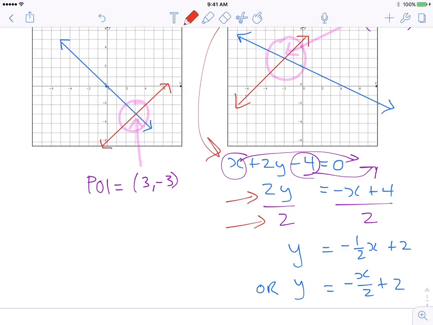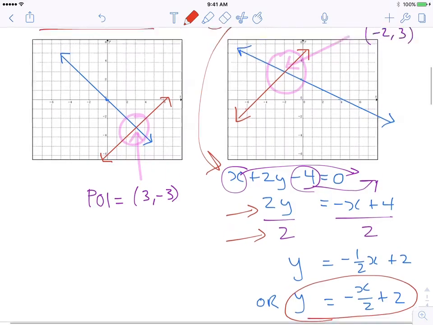Or, I just wrote this to remind you of good form. Another way of writing -1/2 x is -x divided by 2, or negative x over 2. Because you may see that sometimes you'll get an equation written in that format, but it really means -1/2 x. Or again, there's two ways of writing that.